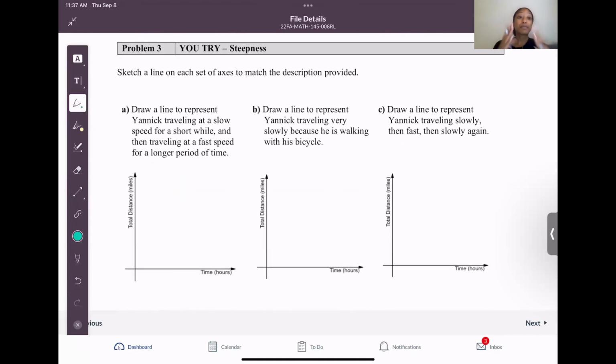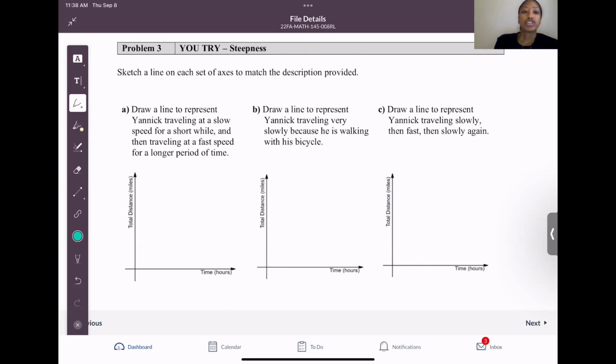You try. So I'm going to give you a minute to think about these, and then I'll go through and draw out some lines. It says, sketch a line on each set of axes to match the description provided. In all of these, we have time on our horizontal axis and distance traveled on our vertical axis. Part A says, draw a line to represent Yannick traveling at a slow speed for a short while, then traveling at a fast speed for a longer period. So you should have 2 line segments and think about the steepness of them.